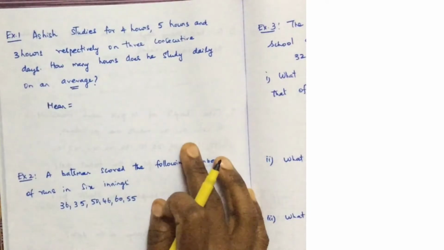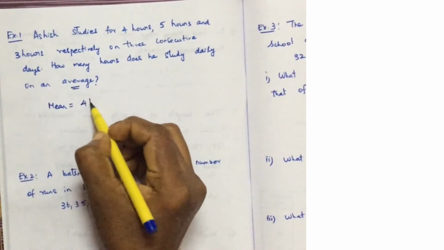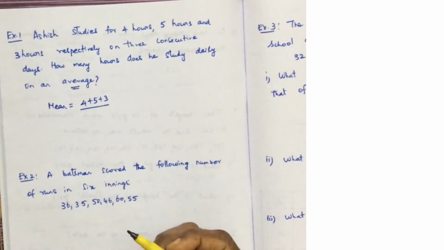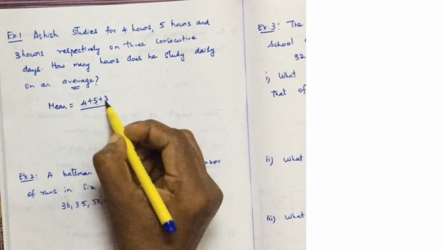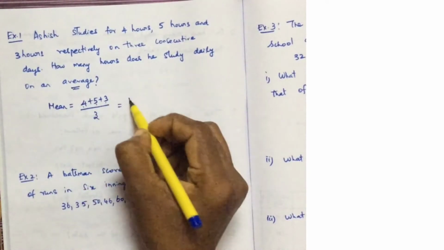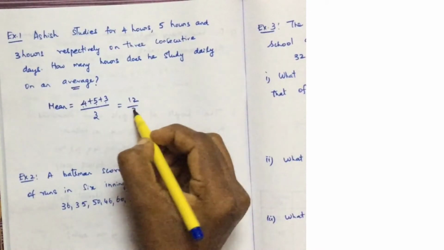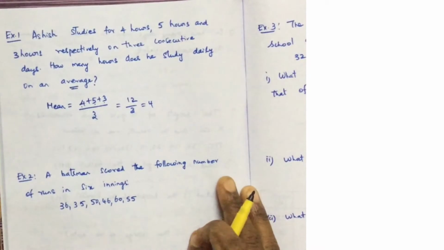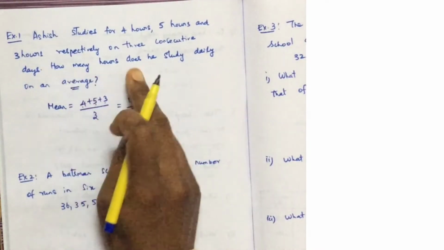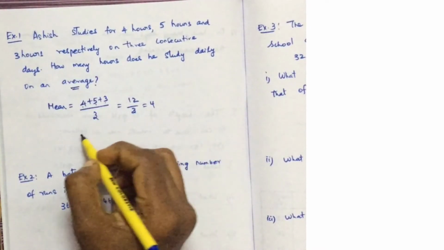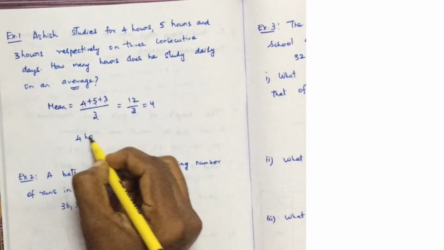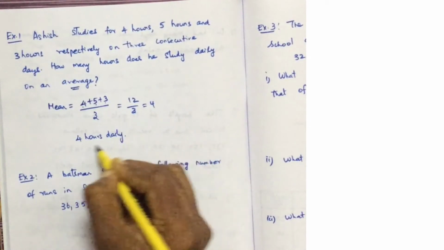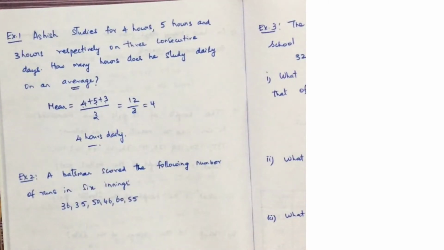These are the observations. So this is 4 plus 5 plus 3 divided by the number of observations, that is 1, 2, 3, 3 observations, which is 12 divided by 3, that is equal to 4. So how many hours does he study daily? He studied for 4 hours daily. This is the mean.